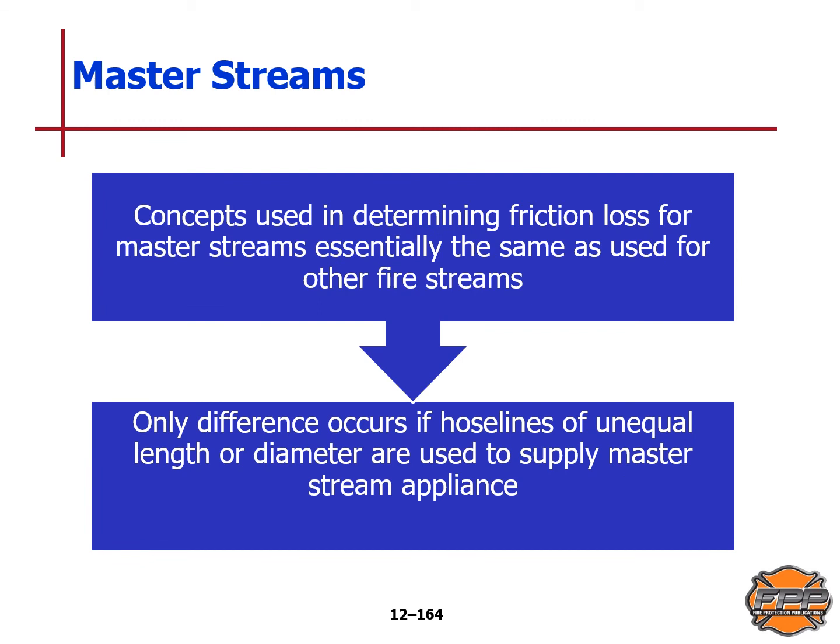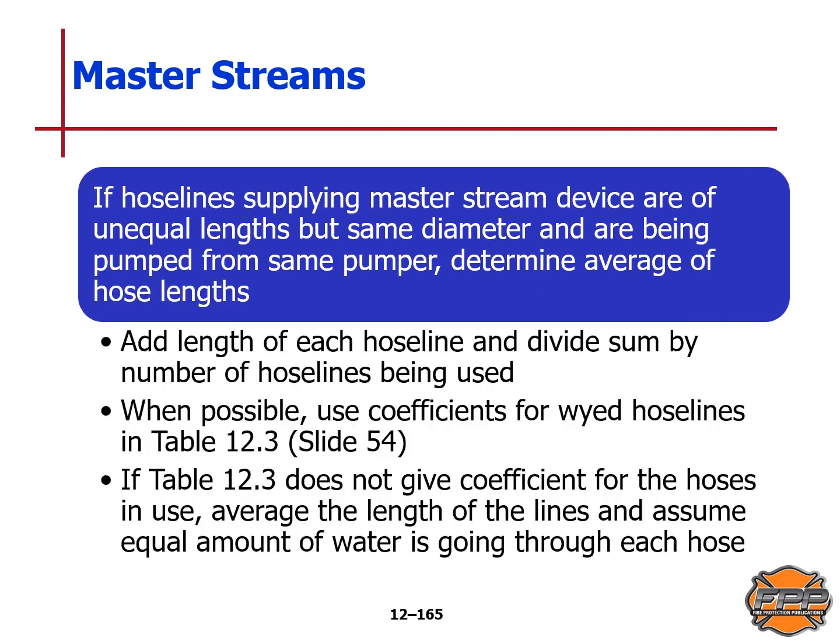Concepts used in determining friction loss for master streams are essentially the same as what is used for other fire streams. The only difference occurs if hose lines of unequal length or diameter are used to supply master stream appliances. If hose lines supplying master stream devices are of unequal lengths but the same diameter and are being pumped from the same pumper, determine the average of the hose lengths. Add the length of each hose line and divide the sum by the number of hose lines being used.